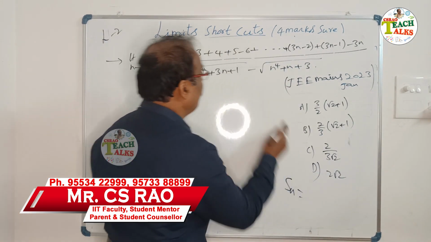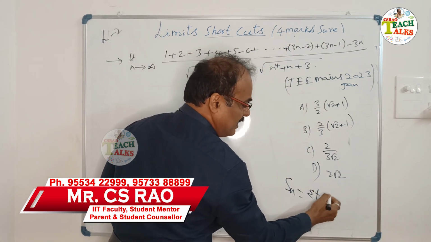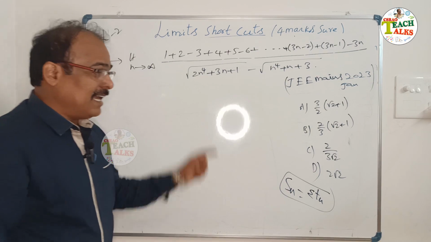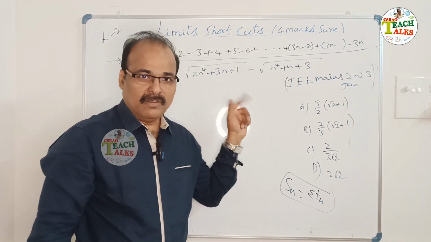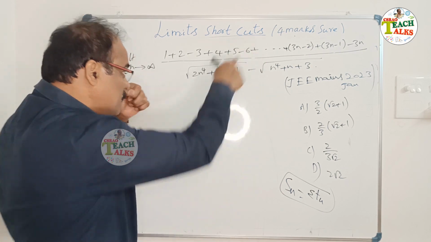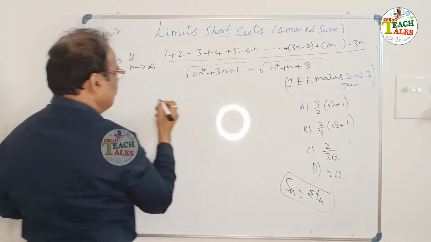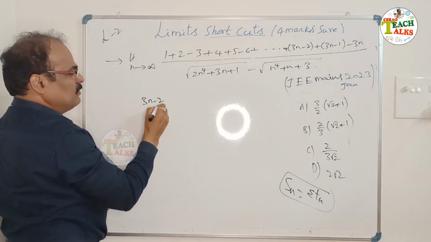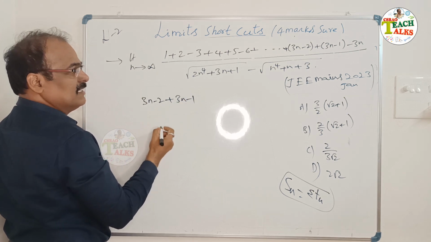You know the nth term, already I explained that. If you want to find the sum of the series, Sn is equal to sigma Tn, already I told you. I have given sigma n, sigma n square and sigma n cube also at the starting. That one we will use. You have to use this one: 3n minus 2 plus 3n minus 1. This is the nth term.